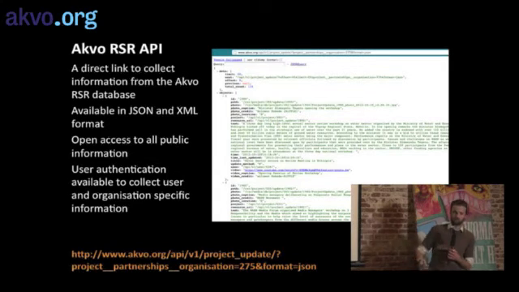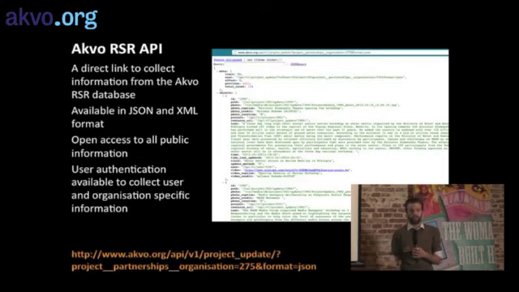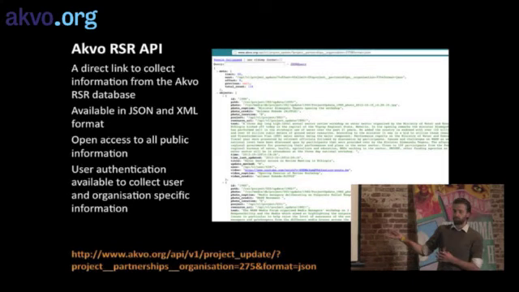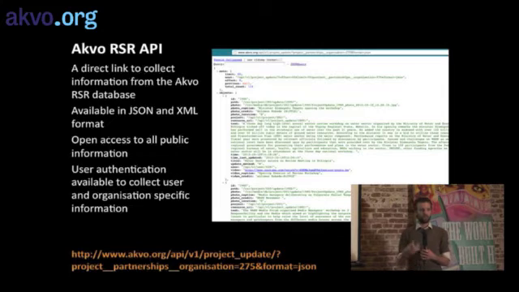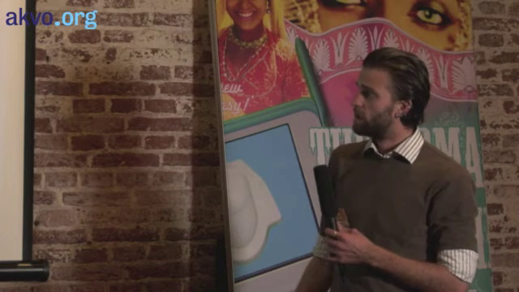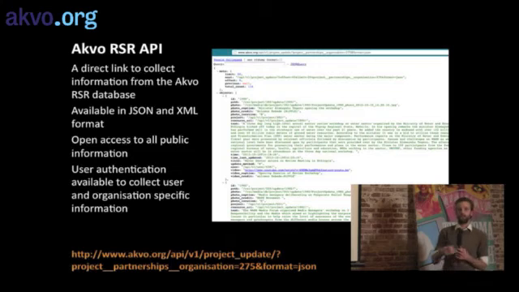You can edit the URL, which then changes what exactly you're pulling. You can pull a single project. You can pull all project updates. It's really quite flexible, and this really allows you to get at the information you want and display it in any way you want it to. We're still working on new features for the API, so by the end of the year we should be able to have a write so that you can start entering information into Akvo RSR via the API, so automatically.